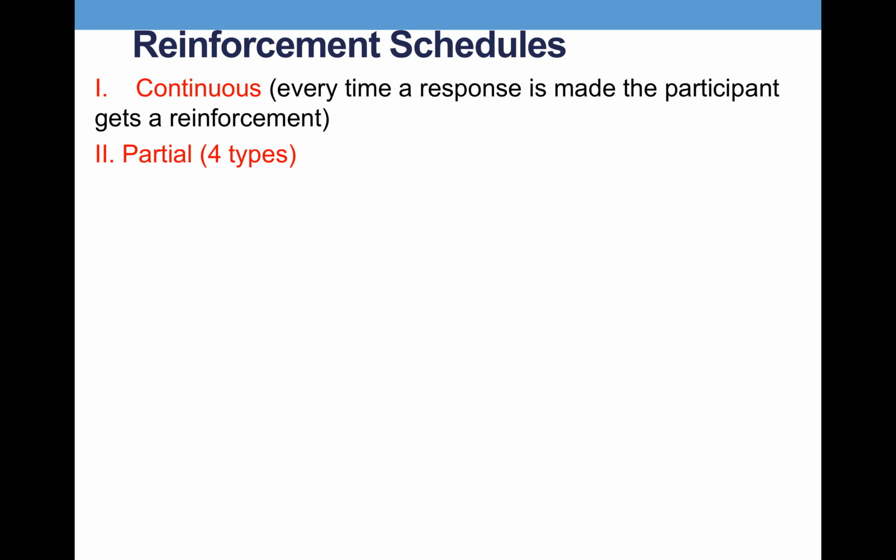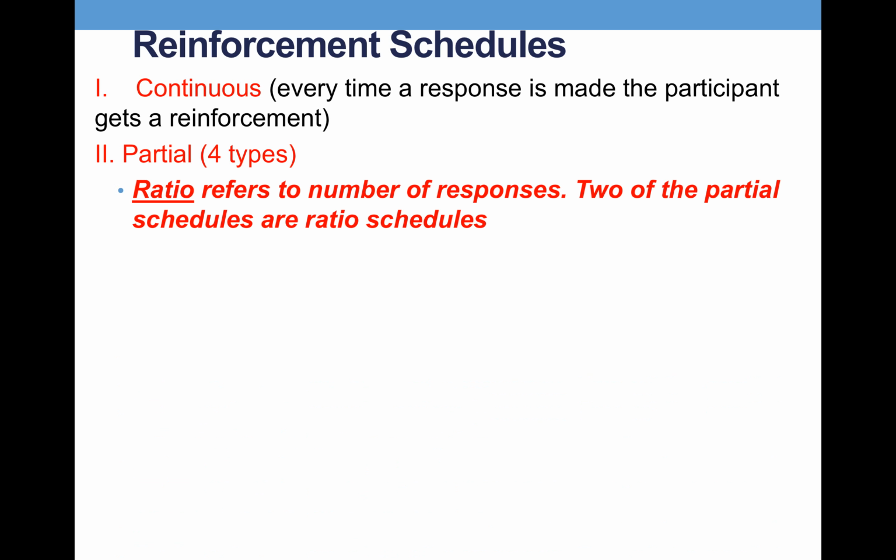Partial schedules, there are 4 types, and the name partial implies, of course, that you're not going to reinforce every single occurrence of the behavior. The reason for this is that, believe it or not, you can actually sustain behavior longer with partial schedules than you can with continuous schedules. We tend to get either satiated or satisfied with rewards. That's one reason why these partial schedules are better. The other is there's something intriguing to humans and animals about partial schedules. We tend to be over optimistic in terms of when the reward is going to occur, and so we persist longer.